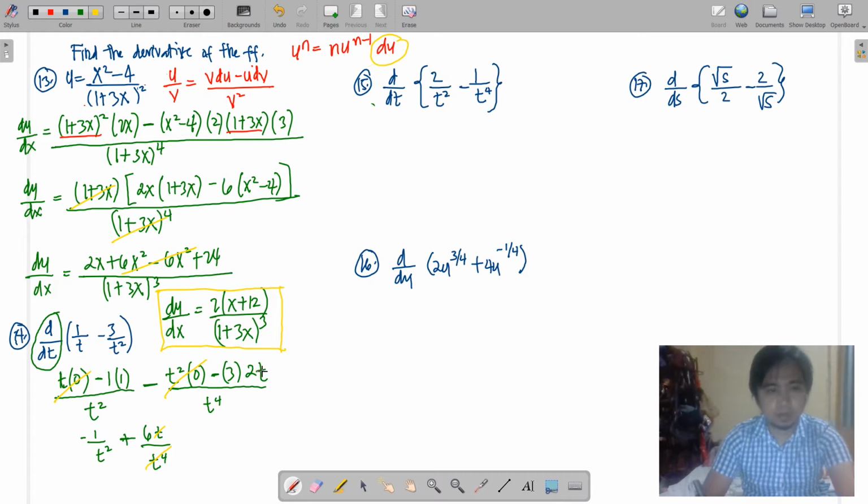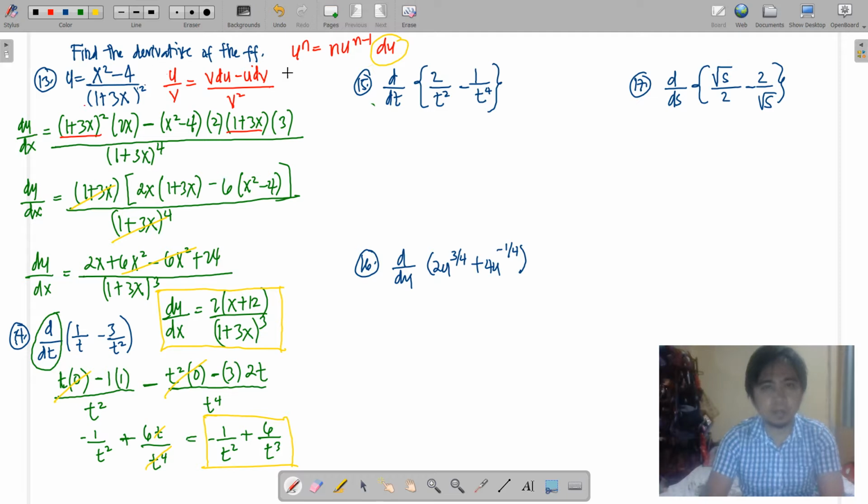So the final answer would be, we have negative 1 all over t squared plus 6 all over t cubed. Okay, so this is the answer for number 14. Okay, moving on to number 15.